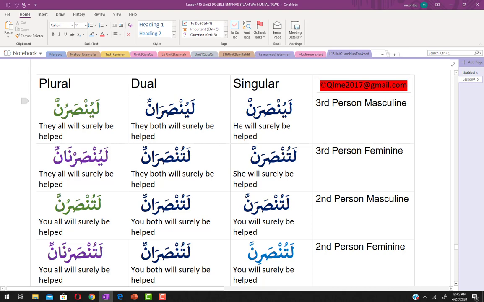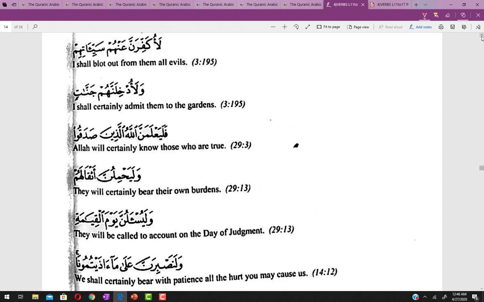He will surely definitely be helped. It is passive. They both will surely definitely be helped. They all will surely definitely be helped, right? And for the dual, anni is added. La yunsarani all the way down. It has anni. La yunsarunna, right? So here the letter before nun shadda will have a dhamma for the plural masculine third and second person. La tunsarunna. And nanni for the feminine plurals: la yunsarnani, la tunsarnani.